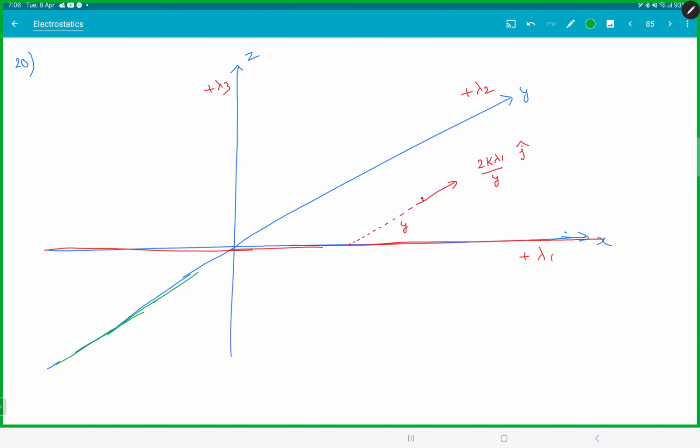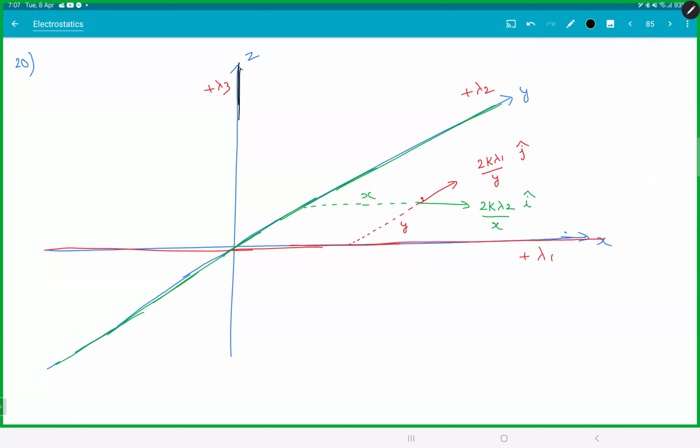Let me mark this y-axis with a green line. For this, the perpendicular distance will be x, and this will give a field in the direction 2kλ2 by x i cap. Are you getting this? For the x-axis, the y coordinate is the perpendicular distance. For the y-axis, the x coordinate is the perpendicular distance.